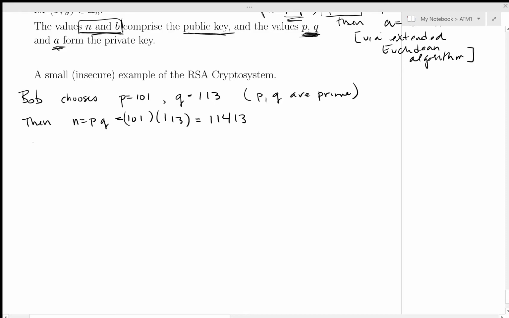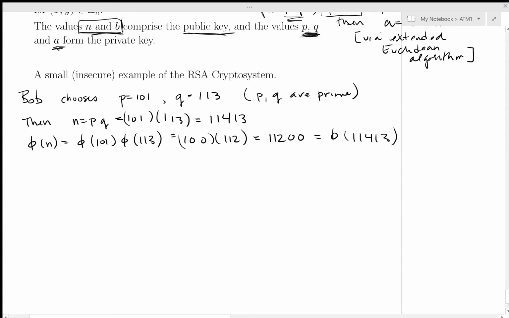Then he computes phi of n, and that is phi of 101 multiplied by phi of 113. We recall that phi, the Euler totient function, is a multiplicative function. So that would be 100 times 112, because phi of p is p minus 1 when p is prime. And then that is 11200. So this number here is phi of 11413.